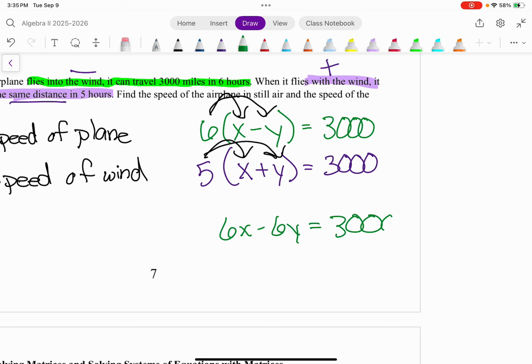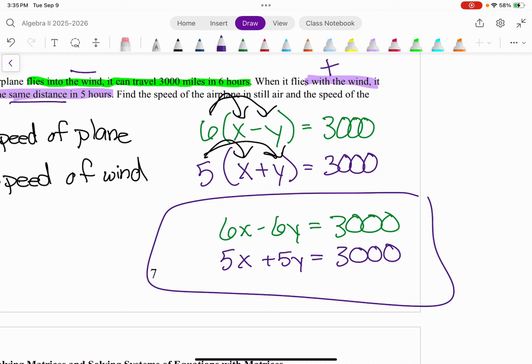So we're not changing the equation, we're just simplifying it a little bit. You would get 6x minus 6y equals 3,000. 5x plus 5y equals 3,000 as well. And for now, we're just practicing writing. We will get to solving next time.